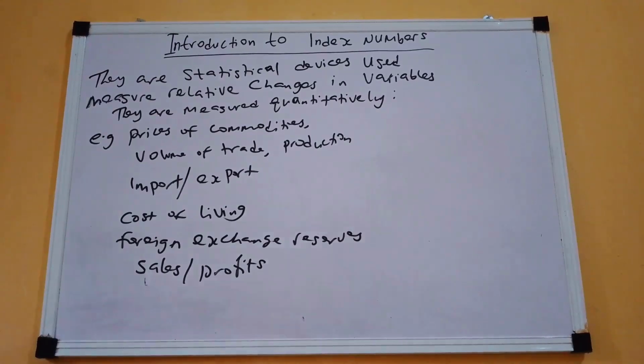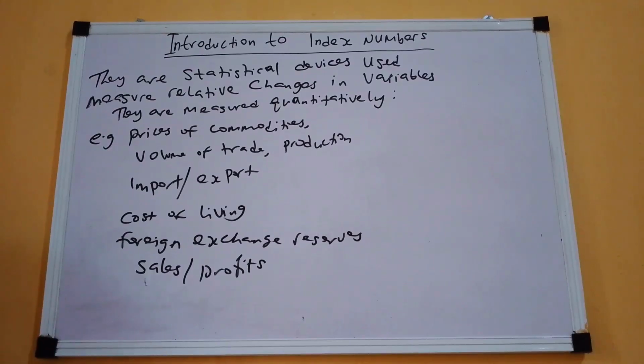Now, since we have understood the definition of index numbers, the major essence of index numbers is to measure relative changes in various things, commodities, prices of commodities, volume of trade.